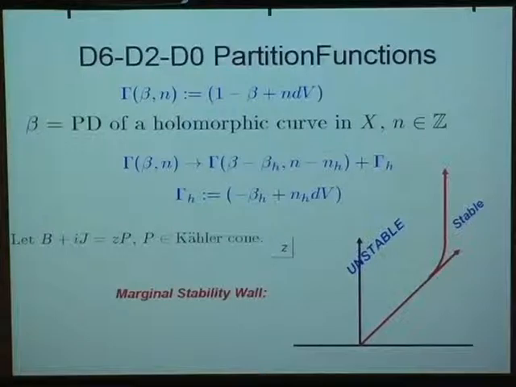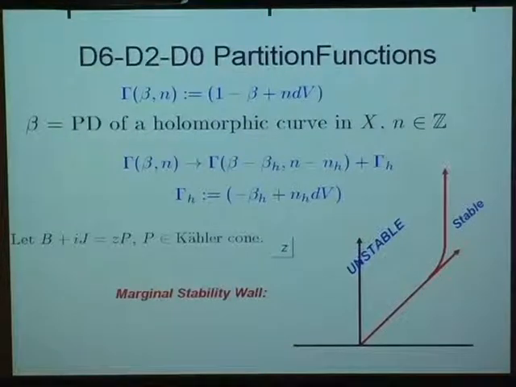Let me go on now to the second application, where we're counting D6, D2, D0 bound states. So what is the charge of a D6, D2, D0 bound state? Well, I'll denote it by gamma of beta n. It has D6 brane charge 1, D2 brane charge beta, D0 brane charge n. For a BPS state, beta should be the Poincaré dual of a holomorphic curve in X. And let's study the decay where one of these spits off a pure D2, D0 particle, gamma sub h.